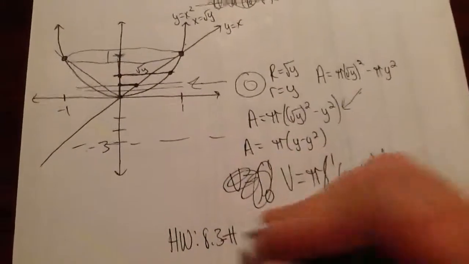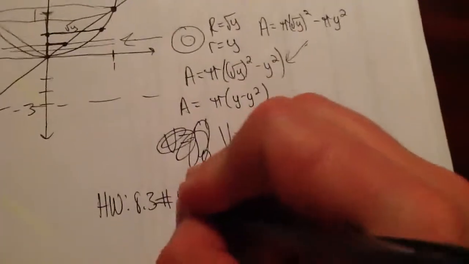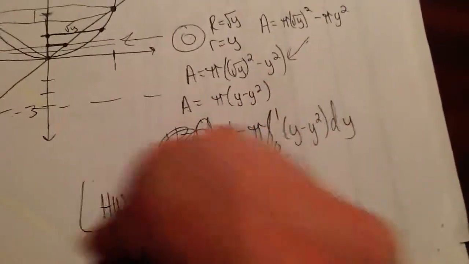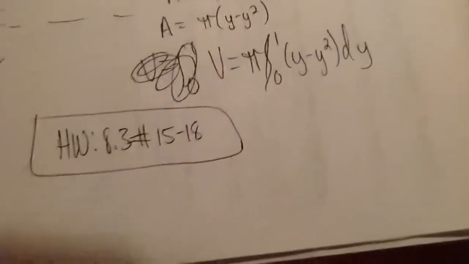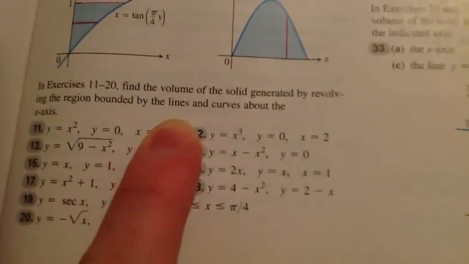8.3 numbers. 15 through 18. These are, again, all no calculators. I think the hardest part for some of you might be figuring out how to draw the graph, because they just tell you find the volume of the solid generated by the region around the line.